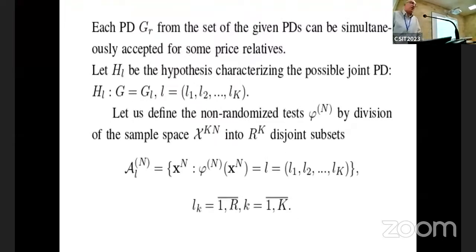As I mentioned, we have to do hypothesis testing. What does a hypothesis mean? We know that a hypothesis is an assumption that we have to accept or reject on the basis of the sample. H_l is the hypothesis characterizing the possible joint PD. For doing this hypothesis testing, we define a test phi_n by a division of the sample space X^kn into R^k disjoint subsets, because we have R to the power k joint probability distributions.